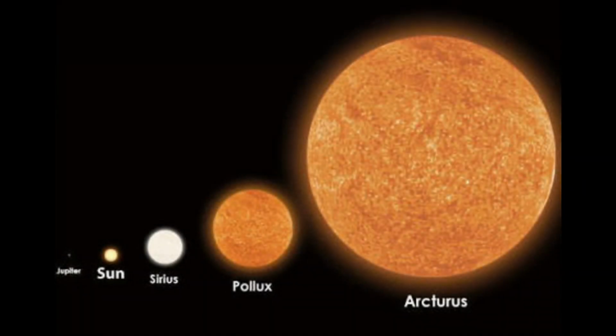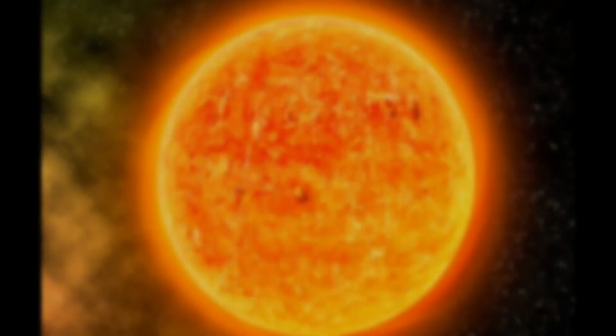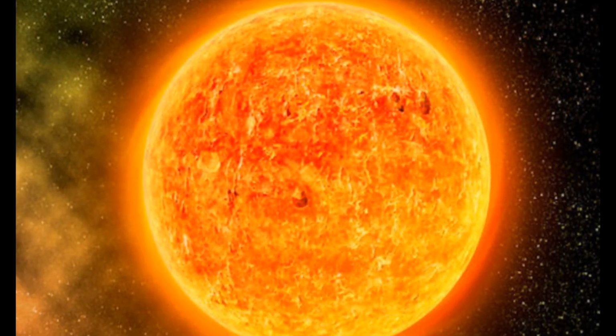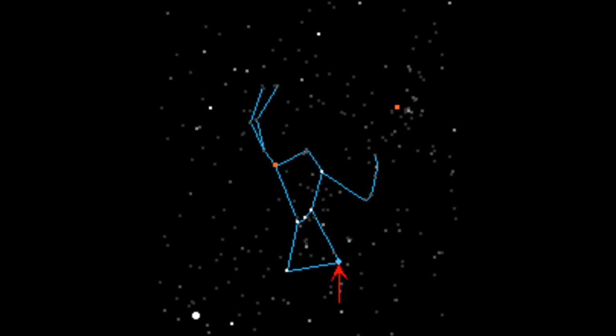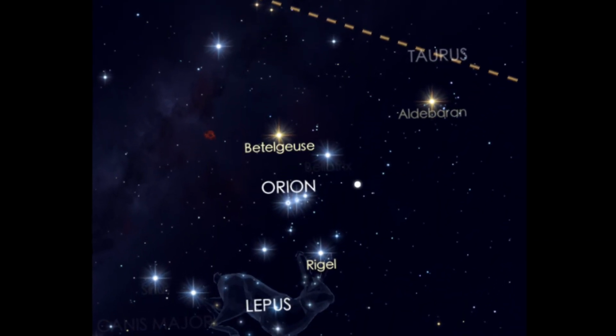Next is 5000 to 6000 Kelvin, which gives yellow color. An example is our own sun. Next, 6000 to 10,000 Kelvin, which gives white color. An example is Sirius. The last one is 10,000 to 50,000 Kelvin, which gives blue. The best example is Rigel, which you can spot in the Orion constellation.